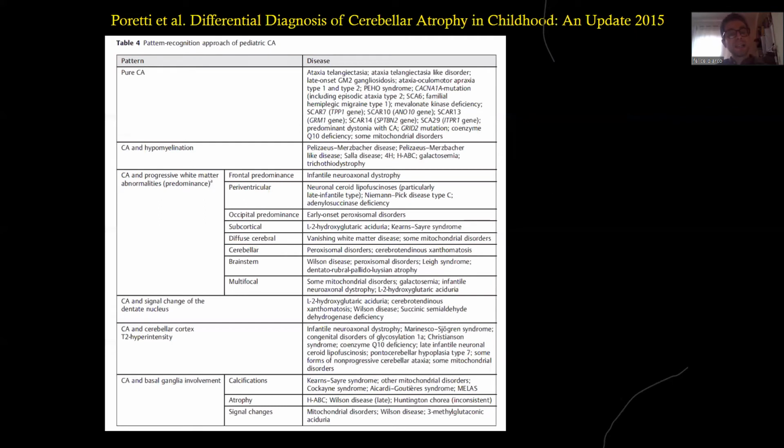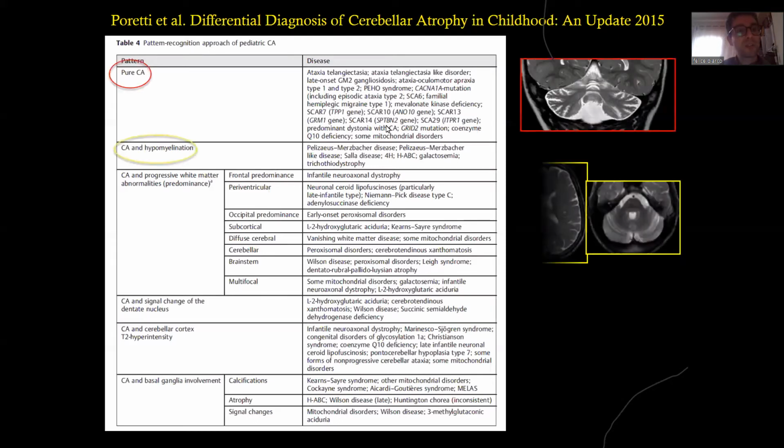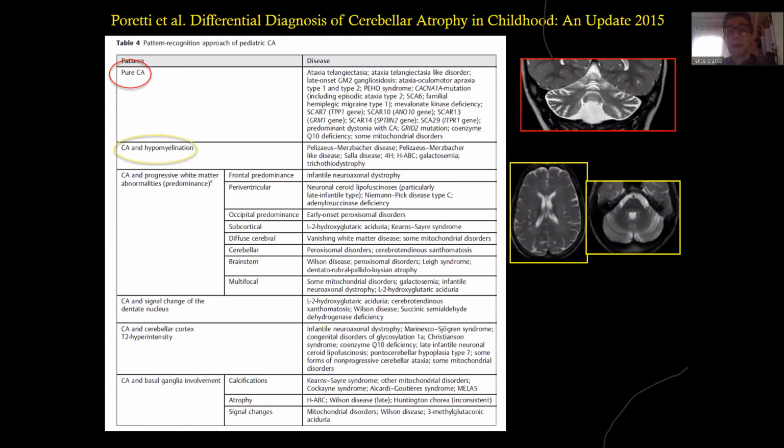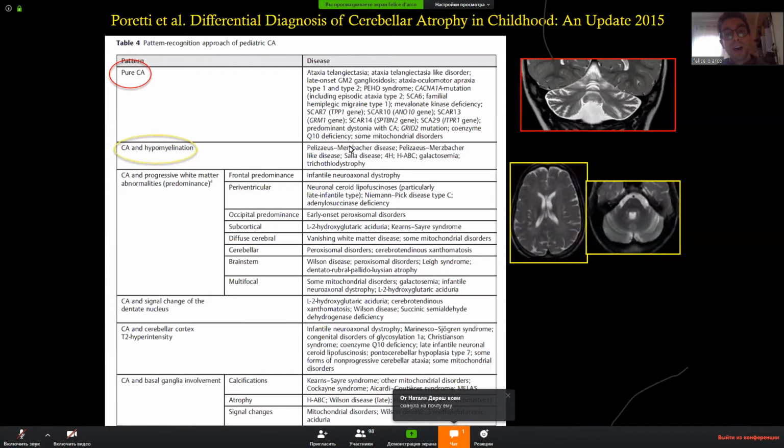This is another interesting paper from Poretti. It's about cerebellar atrophy, and here you can see they divide the different kinds of cerebellar atrophy according to the presence or absence of associated findings. If you have only cerebellar atrophy, you call it pure cerebellar atrophy, and there are a lot of diseases that can present like that. If you have something else, like hypomyelination and cerebellar atrophy, you have a bunch of other diseases.